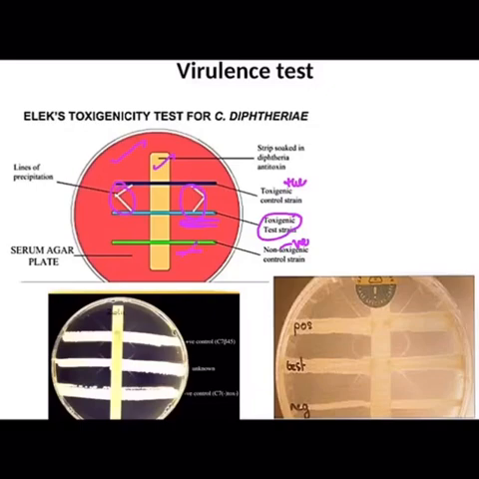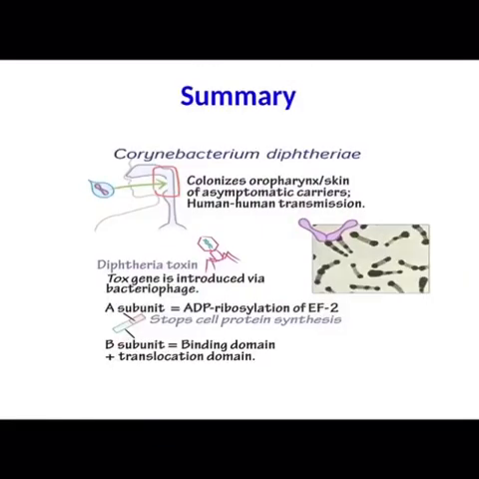Here there are no lines of precipitation, so this is non-toxigenic. Here there are lines of precipitation. As you can see, these are also lines of precipitation. So all of these are positive for diphtheria toxin. Alternatively, there is also PCR for the toxin gene in Corynebacterium diphtheriae, which can be done.